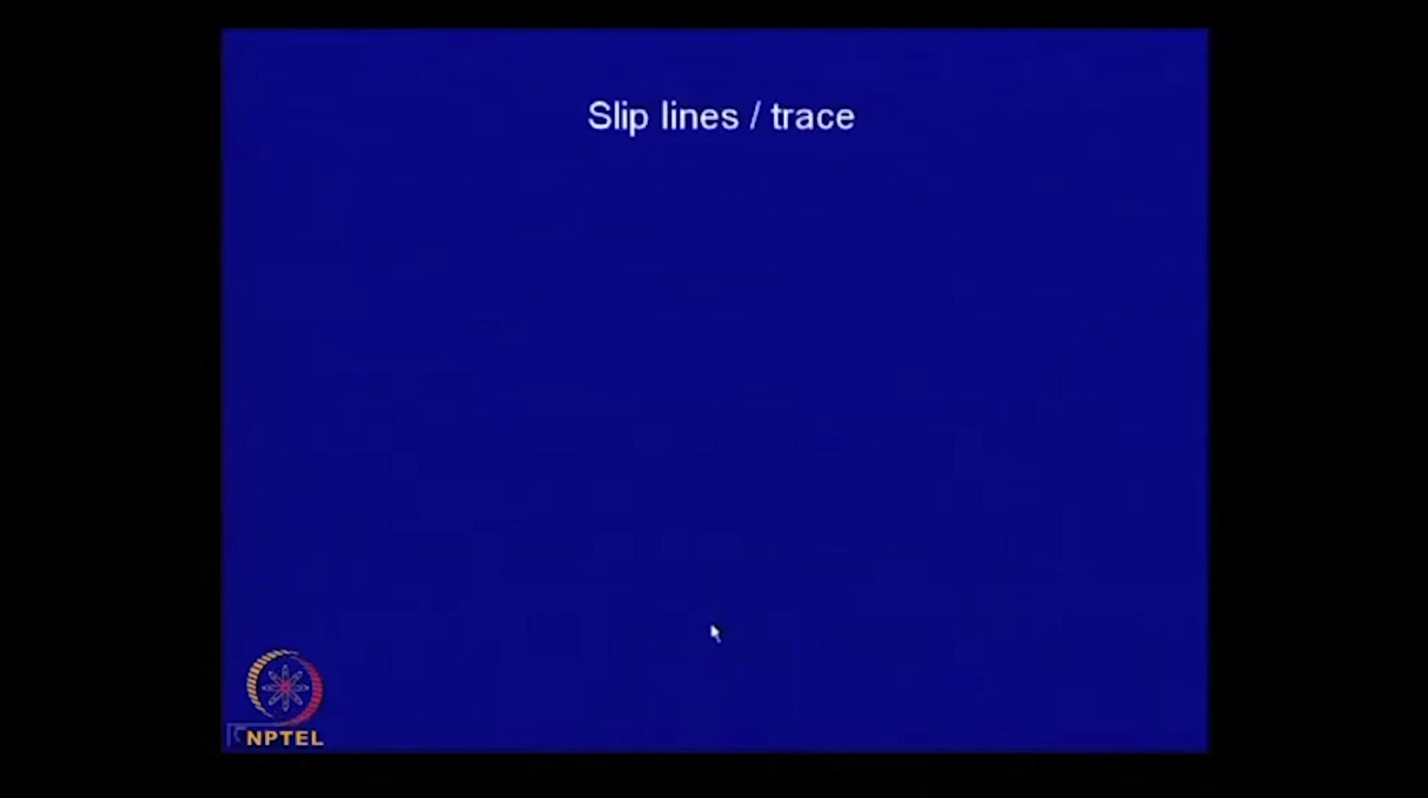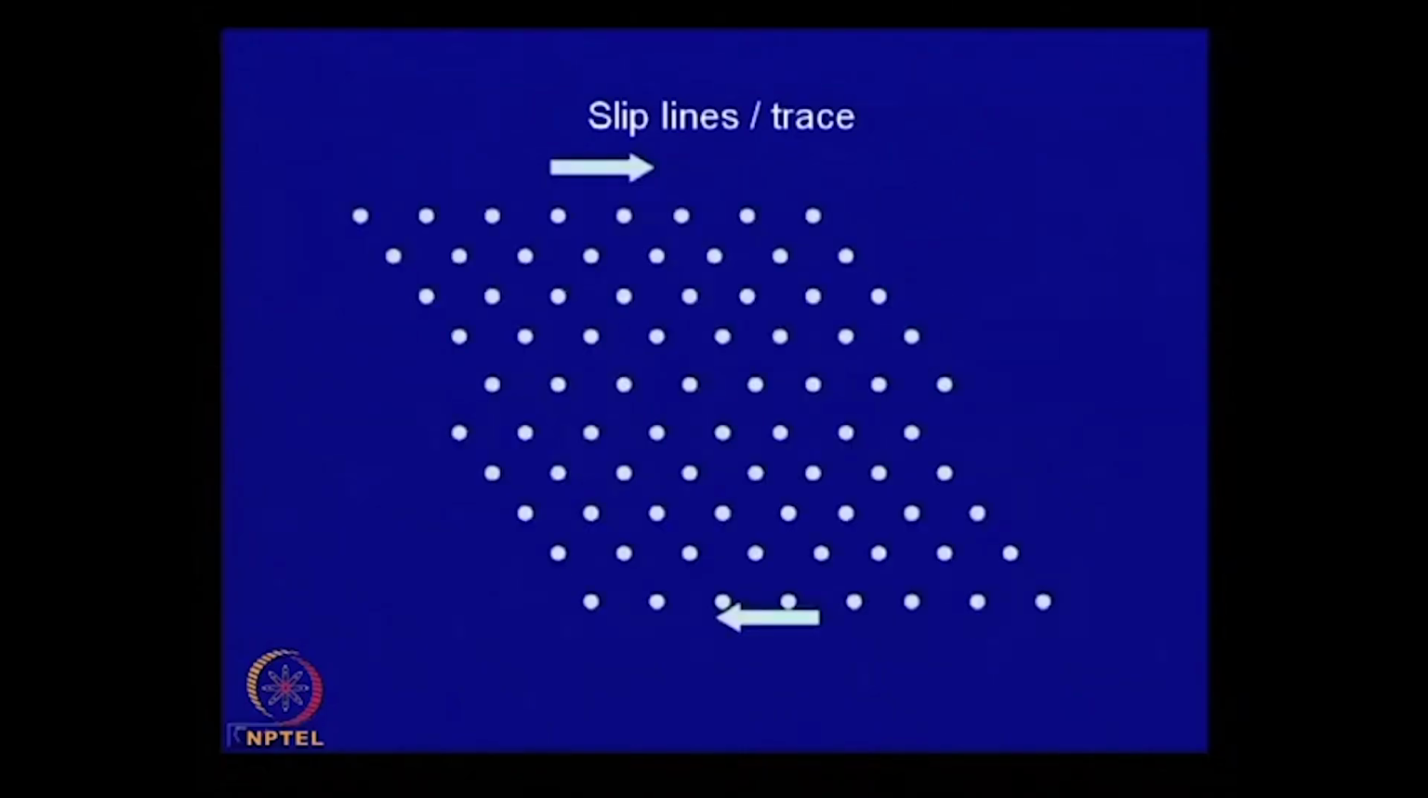Now, is it possible to look at the slip lines in a microstructure? We are familiar with the microstructure of metals. It is made up of several grains, and suppose a slip has taken place, it has deformed like this. The point is there is no change in orientation. If you look at the microstructure just after deformation without polishing, you will see a line here.